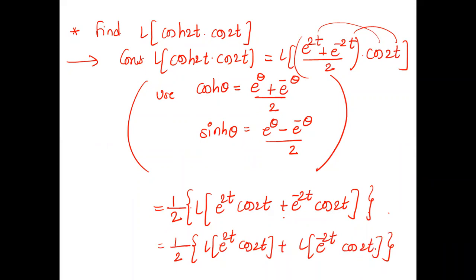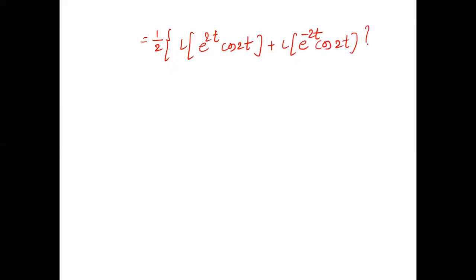Are you clear up to these steps? Yes, ma'am. Right. So let me just take it forward, which is 1/2. Don't write it yet: Laplace of e raised to 2t cos 2t plus Laplace of e raised to minus 2t cos 2t. I'm writing the same step. Please wait. Okay, so here are two things together.